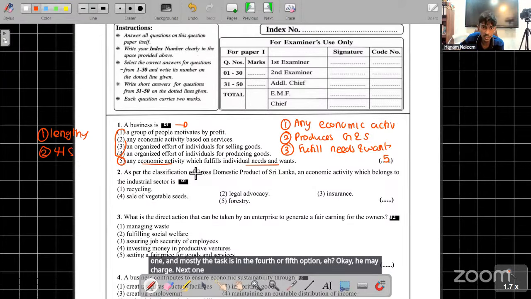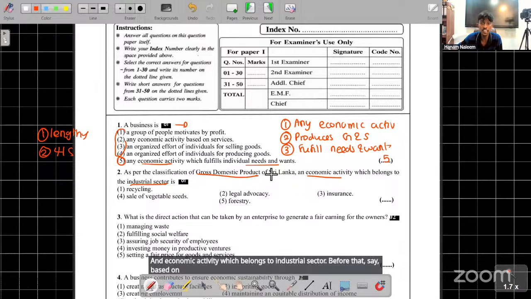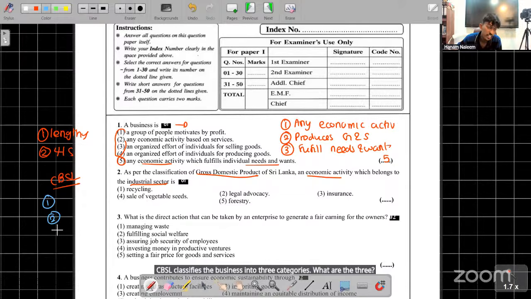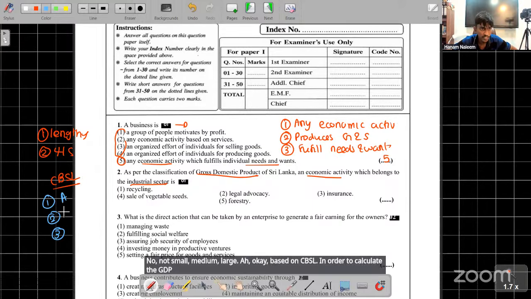Next one, as per the classification of GDP of Sri Lanka, an economic activity which belongs to the industrial sector. Before that, tell me, based on the classification of GDP of Sri Lanka, CBSL classifies the business into three categories. What are the three? There are many ways we can classify the business. If they want to calculate the GDP, they will use only this classification. So what is that? No, not small, medium, large. In order to calculate the GDP, we use agriculture, industry, and service. Not primary, secondary, tertiary. They use industry and service.